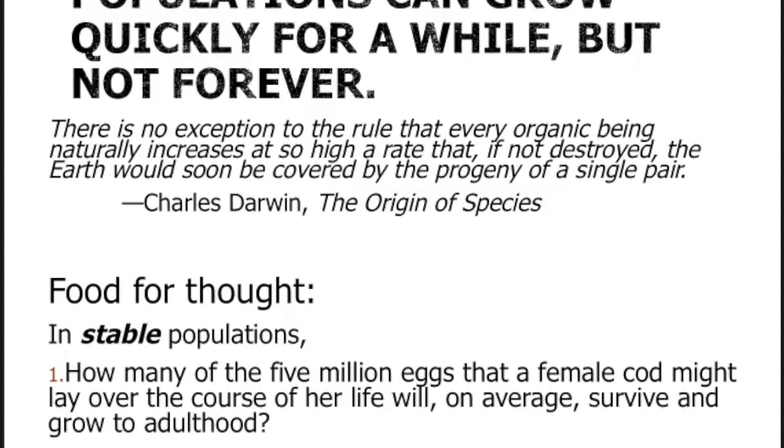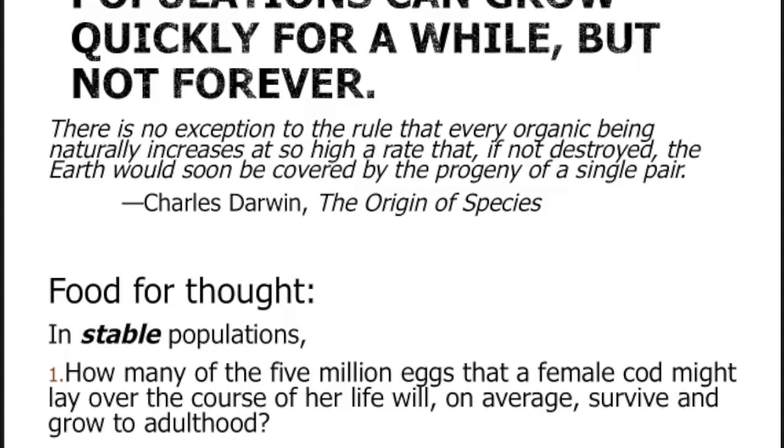So here's some food for thought. Remember I just talked to you about stable populations, right? Those are populations that are neither growing nor shrinking. Their population size is staying the same. So think about this for a second. If you have a fish, we'll pick the cod, I don't know why, but that's the fish we're picking. Female cod can lay 5 million eggs in the course of her life. She can lay 5 million eggs on average, right?